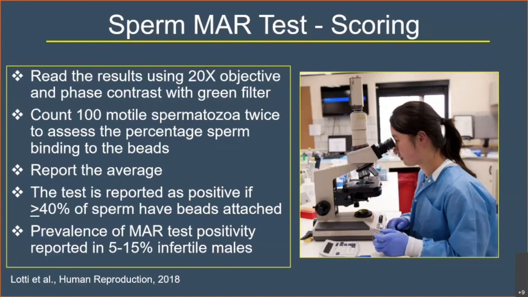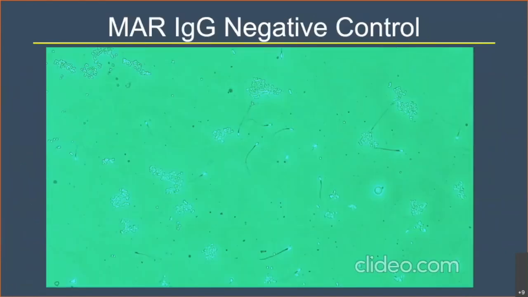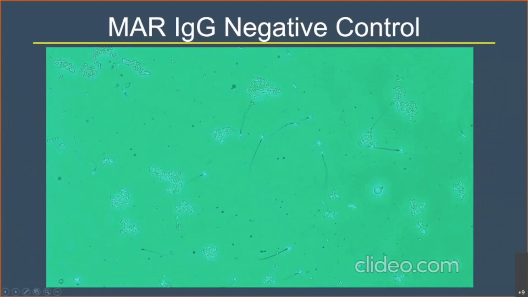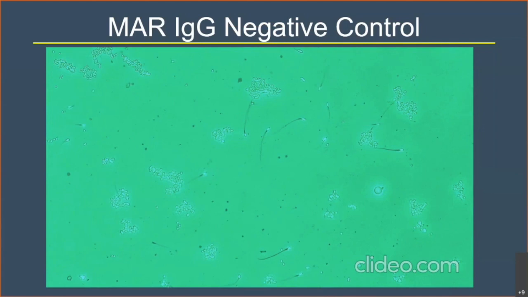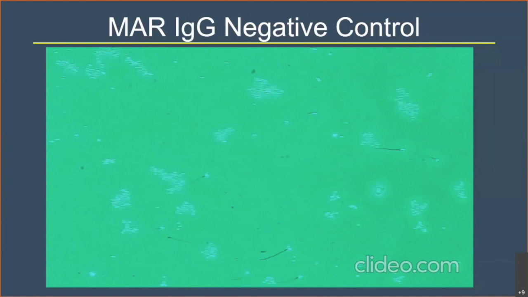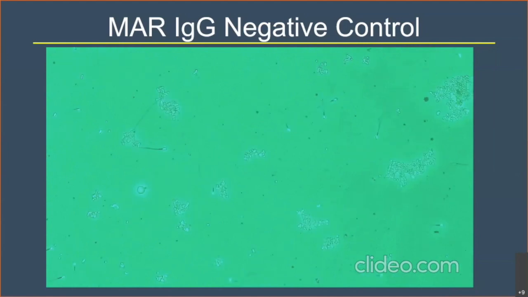Next slide, please. Here I have an illustration of a negative control sample. So you could play the video. And what I want to show is basically there are beads, clumps of beads, but the spermatozoa are predominantly swimming or moving freely, so they are not bound to the beads. And so we have the negative control run as a negative, and we know the test is performed accurately.